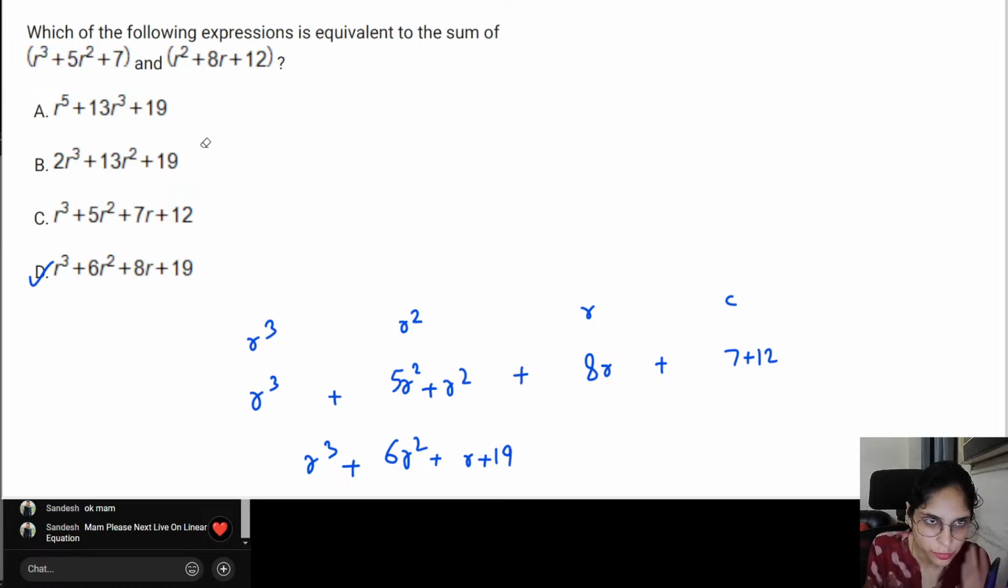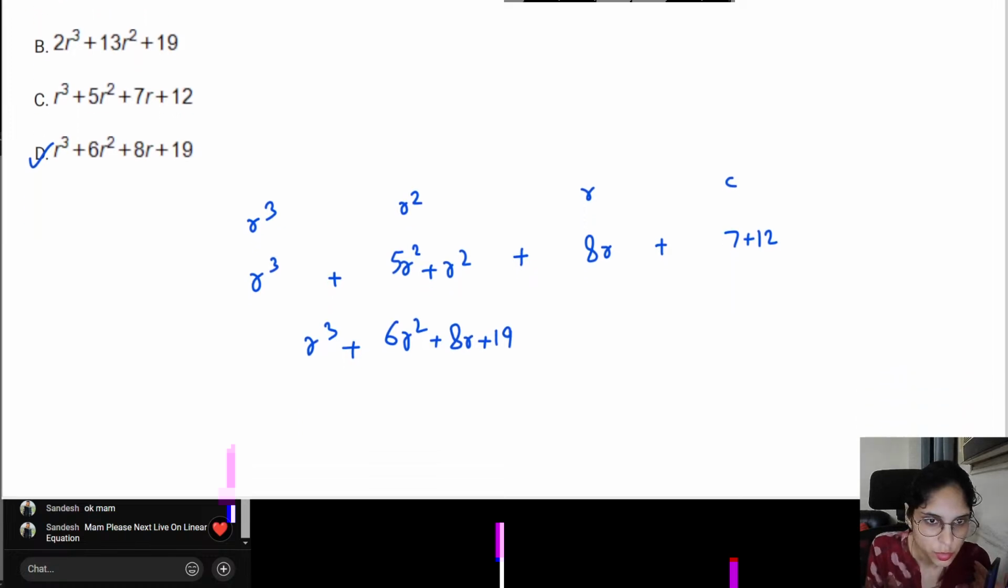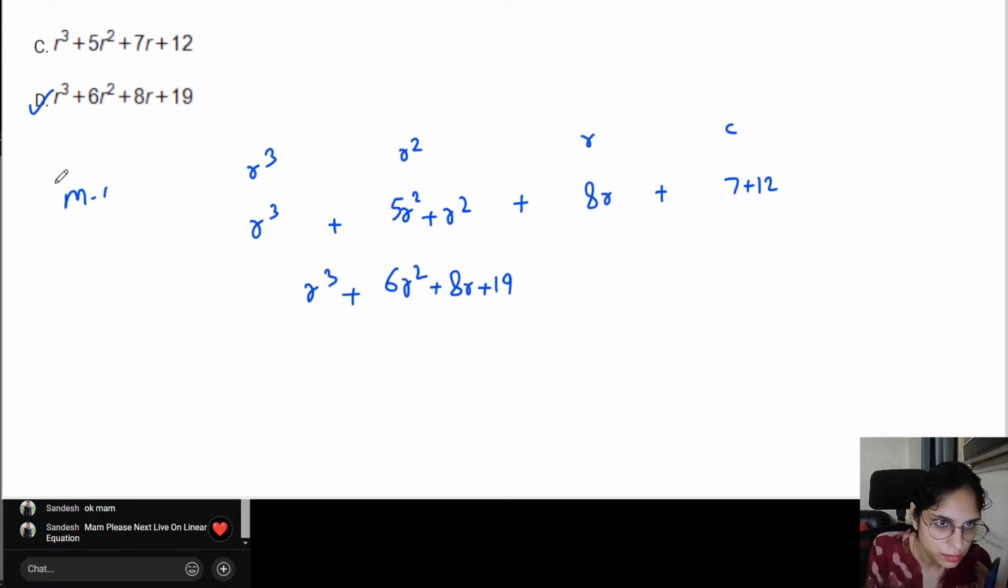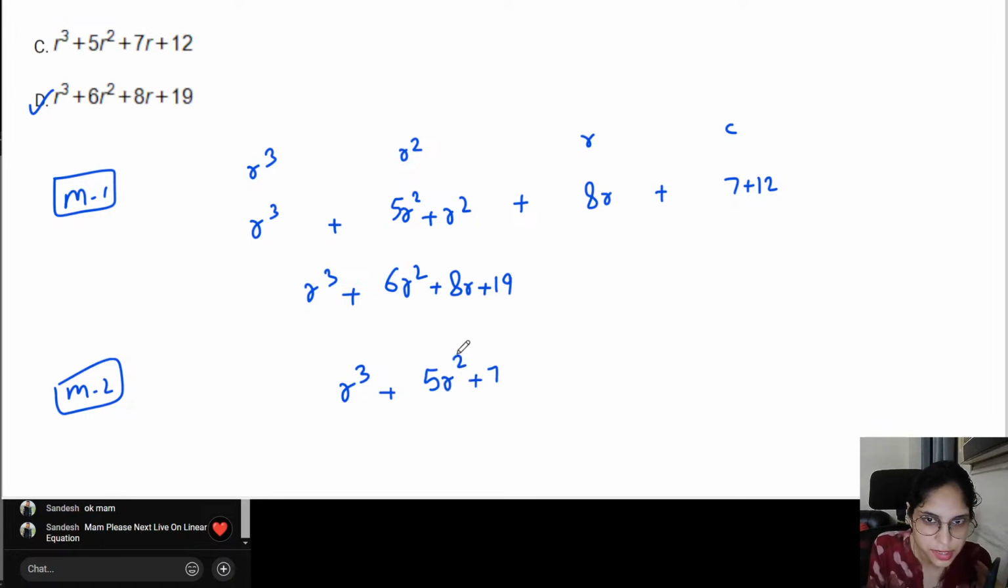You can also do vertical. So in vertical, how do you do it? You write the first one, r cubed plus 5r squared plus 7. You have to write all the terms, so for r, you write 0r over here. And the second one, you don't have anything, so then just r squared, 8r, 12.